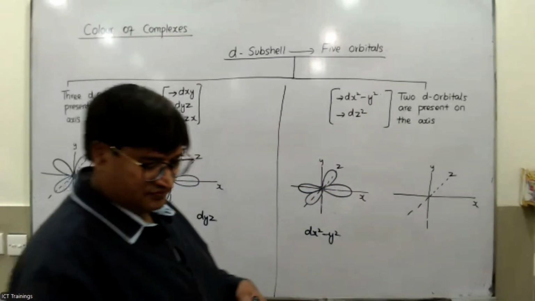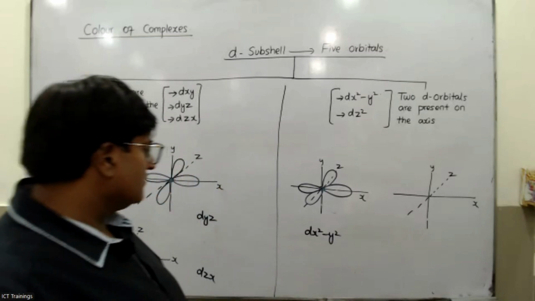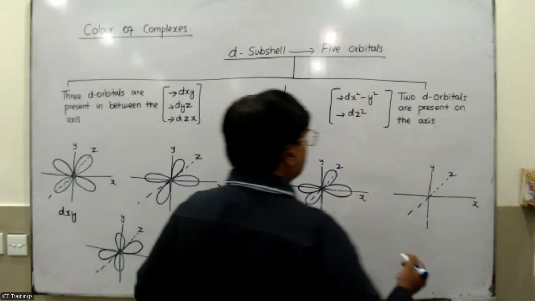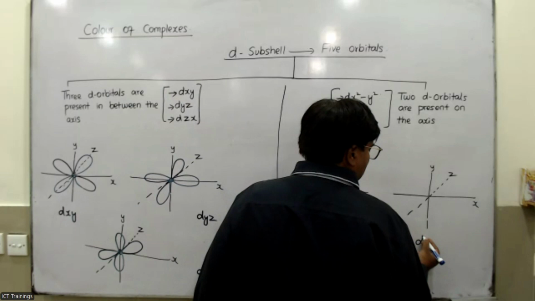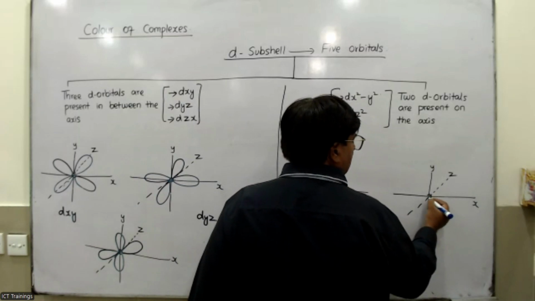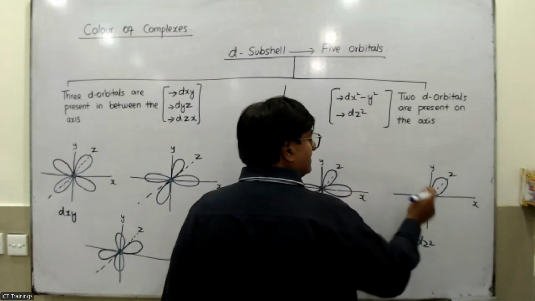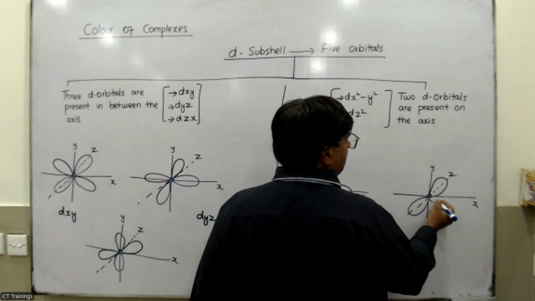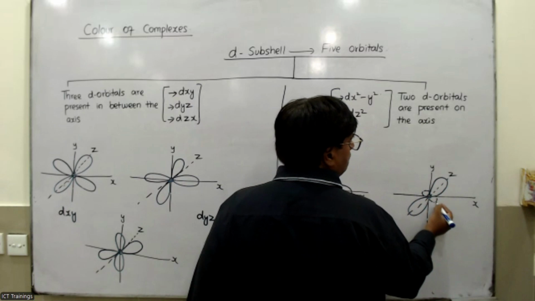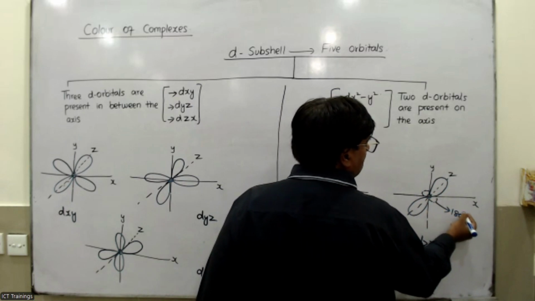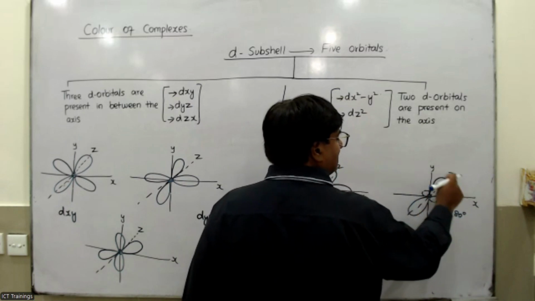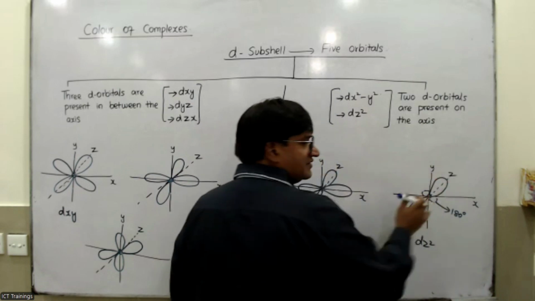So this is dx square minus y square, and then we have dz square. So dz square is this one. The other eight is present right behind it. And I'm going to draw the 180-degree angle. So this is a 180-degree angle, and the same thing is present right behind it.